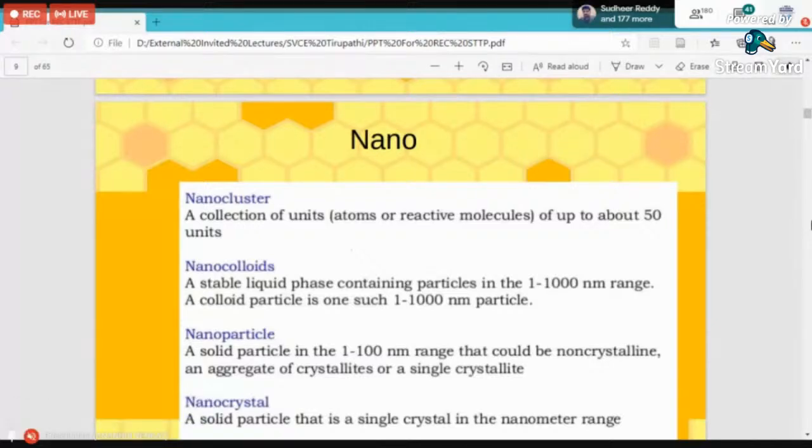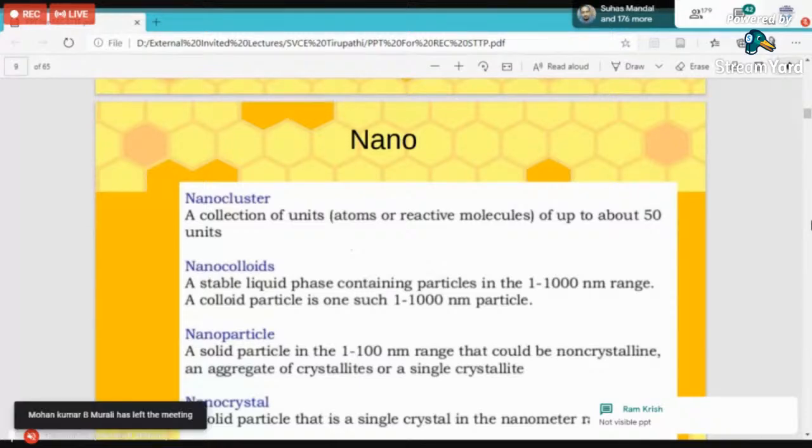So we should have very stable colloid liquids. If so, we can use them extensively for high temperature thermal conductivity. You can increase the fluid thermal conductivity, extract the heat, and take the heat away.